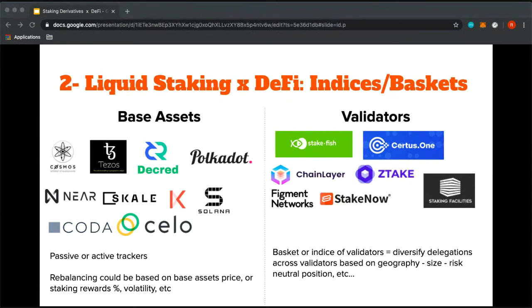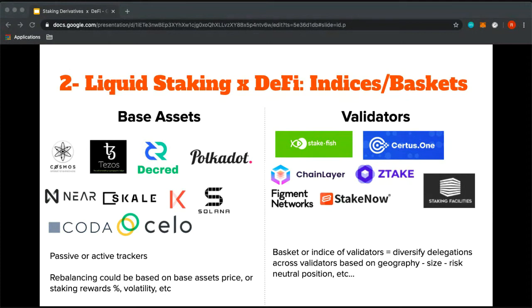There is another type of basket or index, which is based on validators. In this case, it's going to be within the same protocol. The idea is to have different types of baskets that are going to be built. For example, we could have one basket focusing on having a diverse geography, so the delegations would be split across as many geographically diverse validators as possible. It can also be related to the size of the validators. So the index will focus on diversifying across the bottom 30% of the validators on the network, or it could be used to build a risk-neutral position that allows its holders to keep exactly the same percentage of tokens in the network, no matter if a slashing event happens or not, etc.